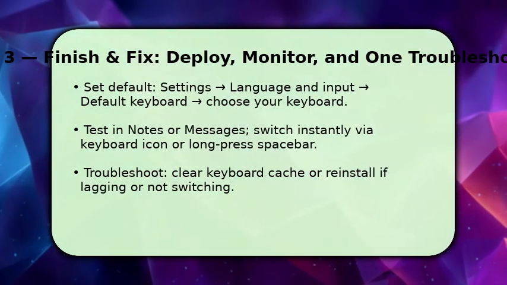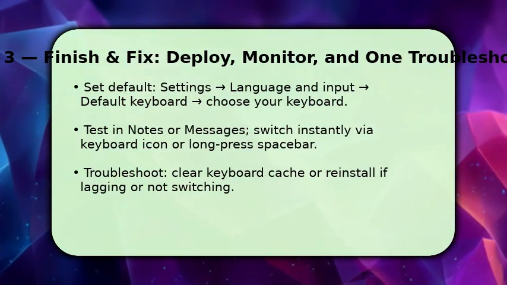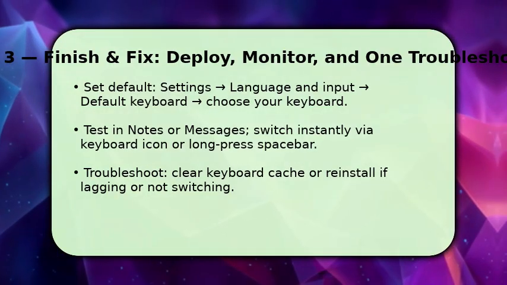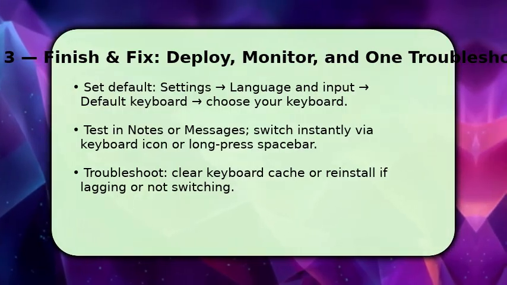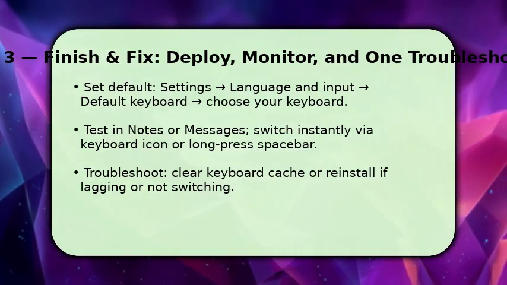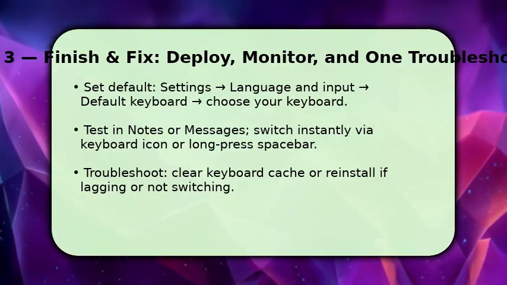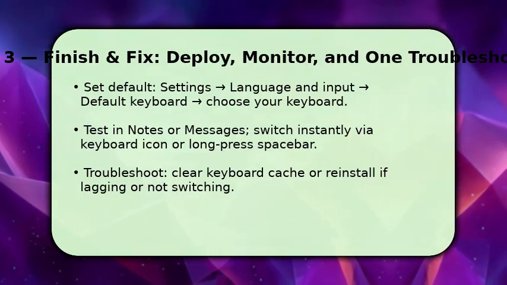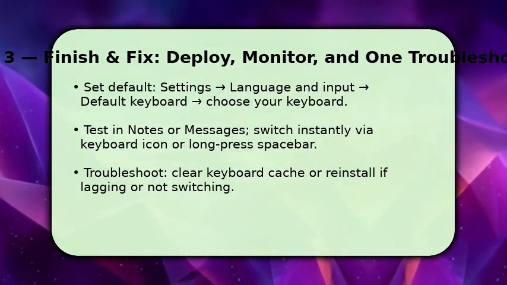Finally, set the keyboard as default and verify it works. Go to Language and Input, choose Default Keyboard, and pick the new option. Then open Messages or Notes and type. Make sure language switching, emoji picker, and voice typing behave as expected. If you need to toggle quickly, use the keyboard icon in the navigation bar or long press the spacebar.